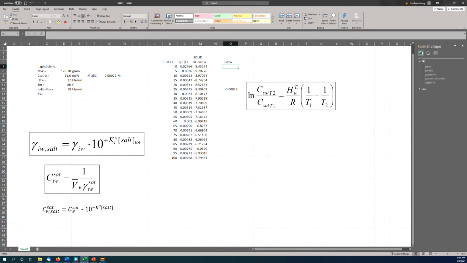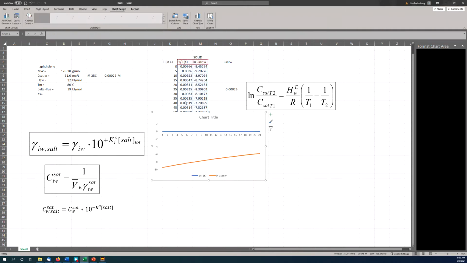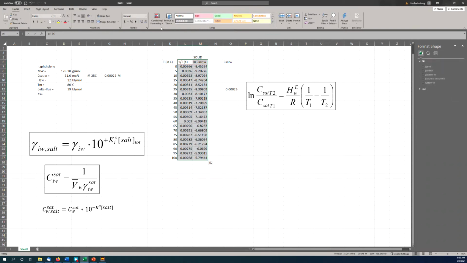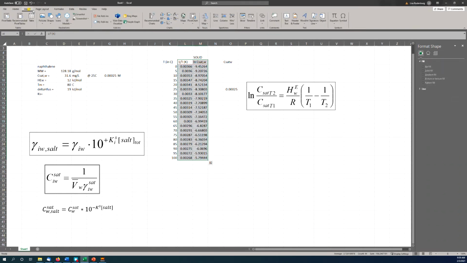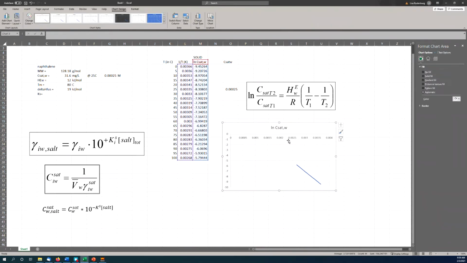Okay, so we can plot this. I'll plot it as a line. There we go. That's not what I wanted at all. That's not even close. Sorry. Insert. Here we go. Do it this way. So it's just a line, it's not points. Okay, there we go. So there's our solubility, and this is of the solid.